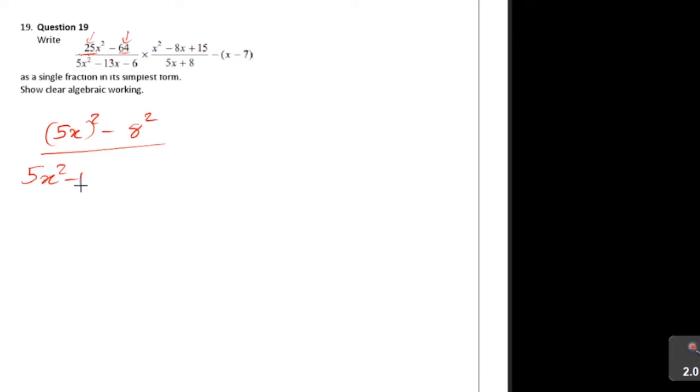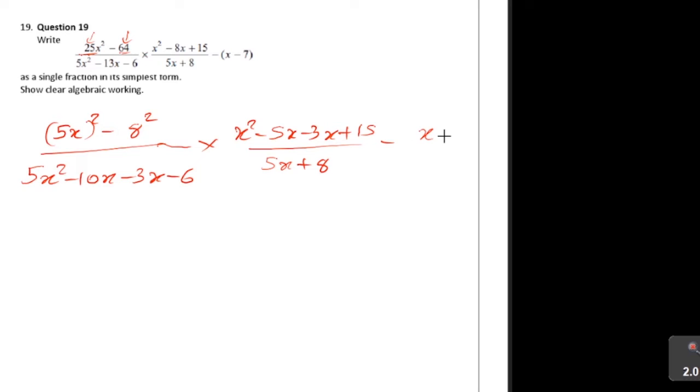5x squared minus 10x minus 3x minus 6, into here 15. 15 are 5 into 3. x squared minus 5x minus 3x plus 15. And the denominator I can't do much, so I just keep it as it is, here x minus 7.